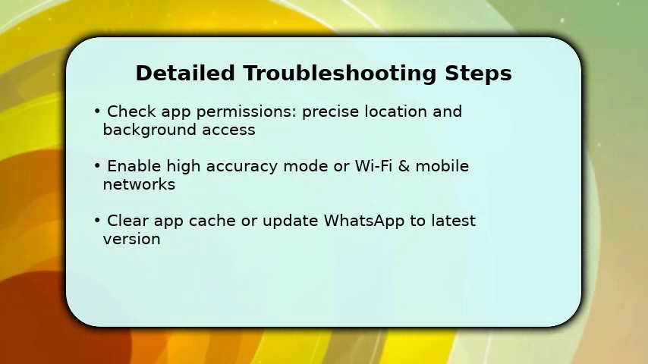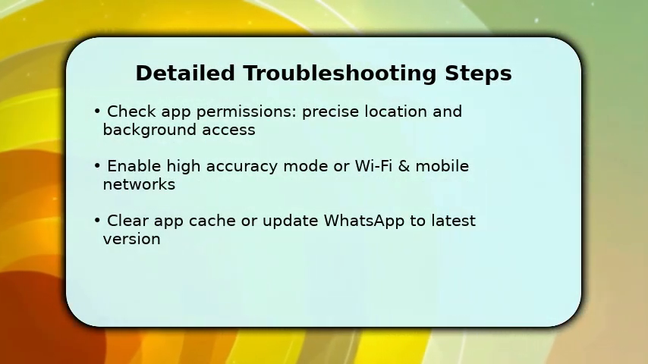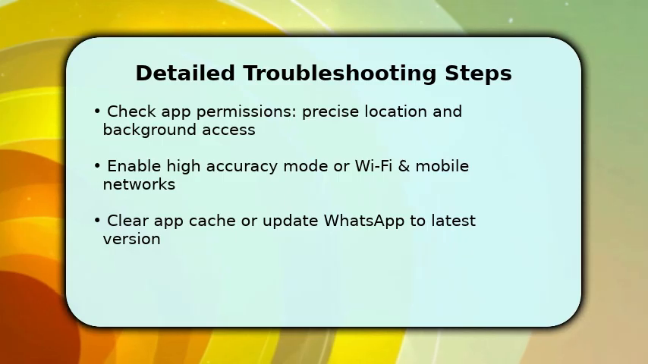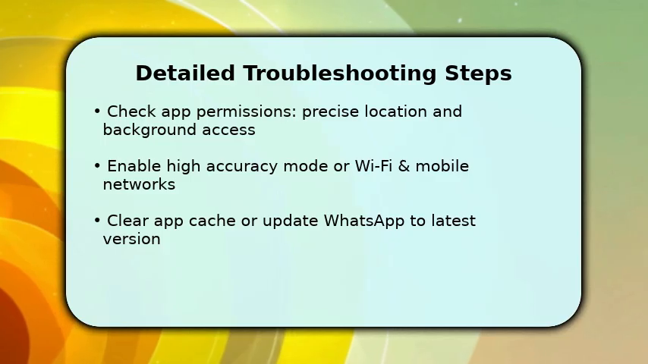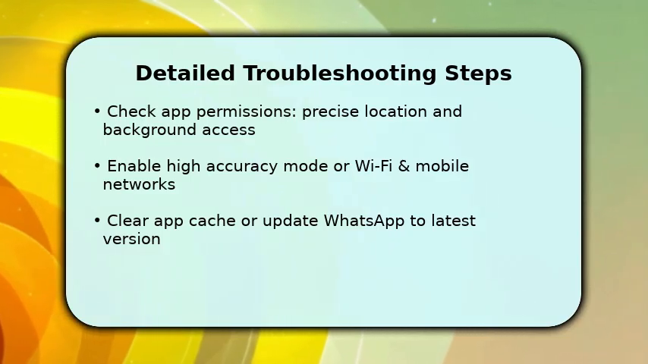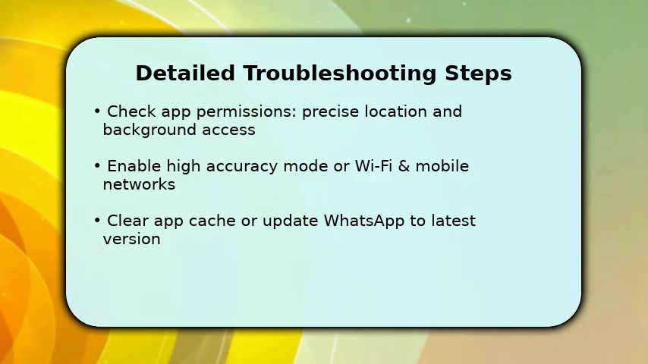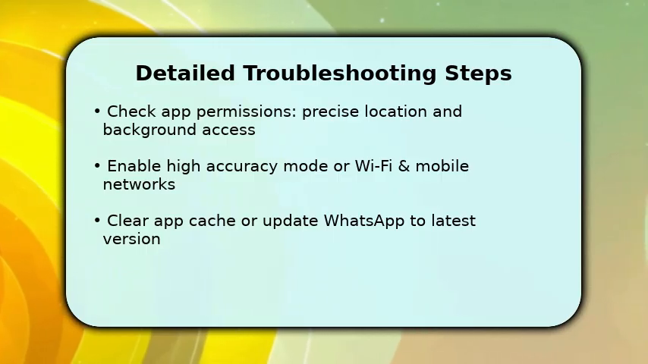Now you dig into the middle steps. Open Google or device location settings and set mode to high accuracy, allowing Wi-Fi and mobile networks to assist GPS. Make sure WhatsApp has background location permission so live location updates work when the app is minimized.